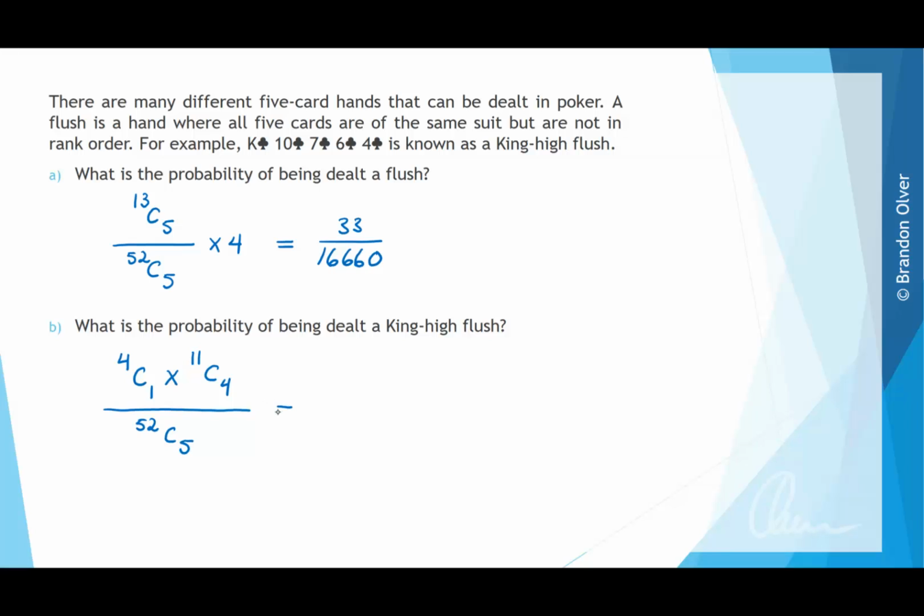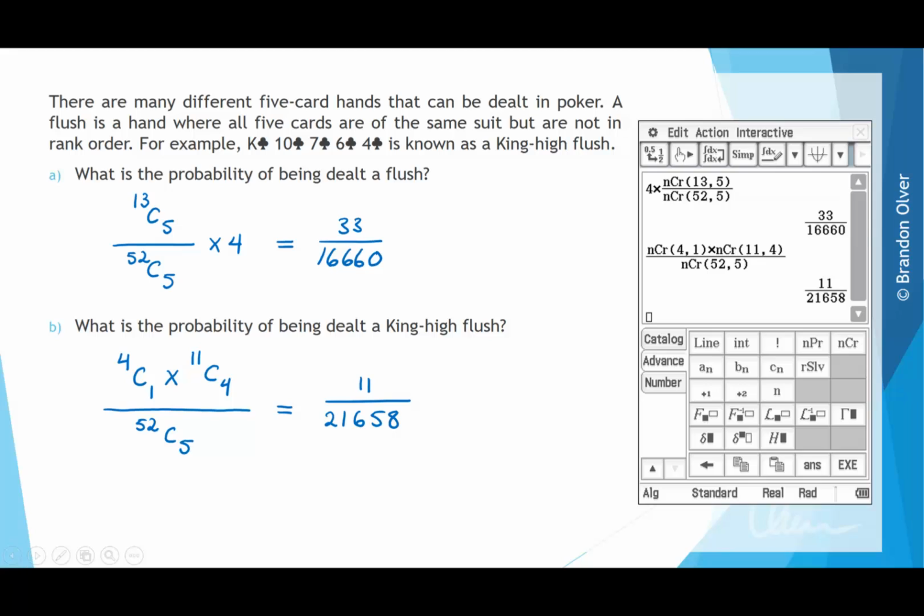Once again, we can use a calculator to evaluate that, and if you do that, it's equal to 11 divided by 21,658. On the CAS calculator, you can see how the input would work, and you go into the advanced menu and use the NCR button to find the command for selections. This was the answer that we found for part A, and this was our answer for part B.